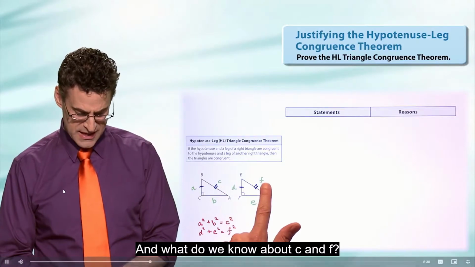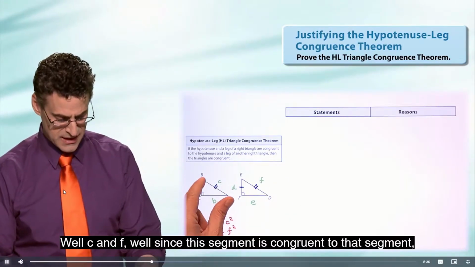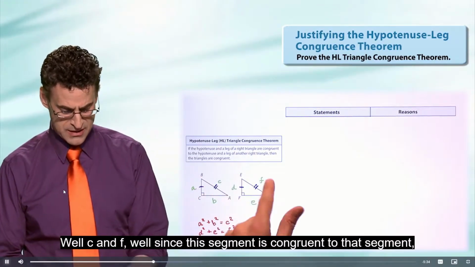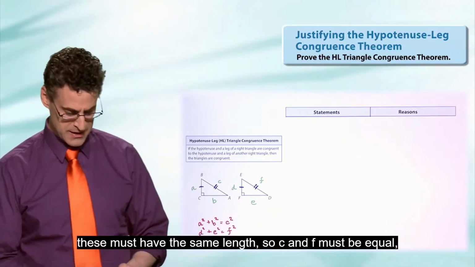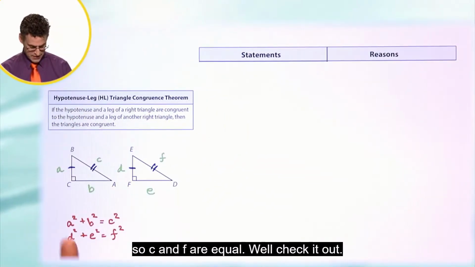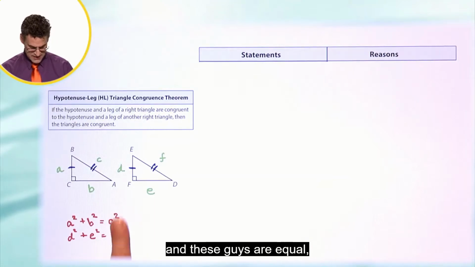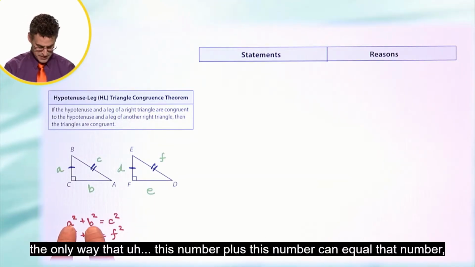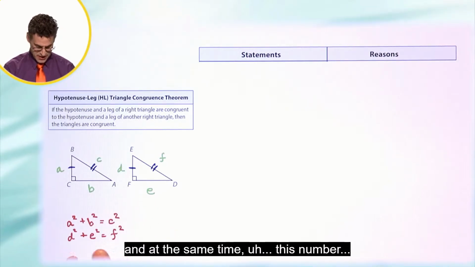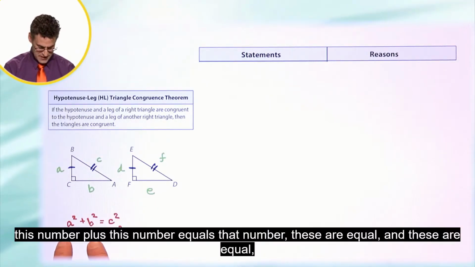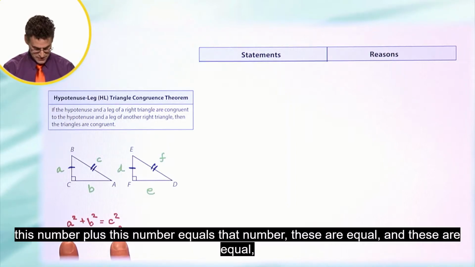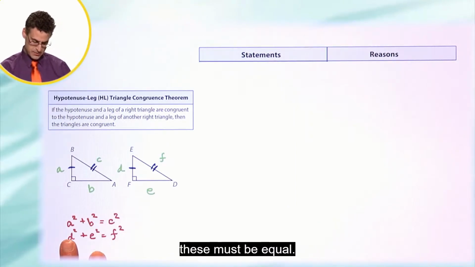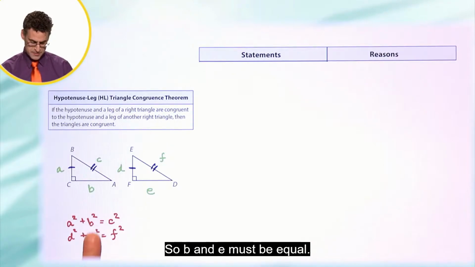And what do we know about c and f? Well, since this segment is congruent to that segment, these must have the same length, so c and f must be equal. Well, check it out. If these are equal and these are equal, the only way that this number plus this number could equal that number, and at the same time this number plus this number equals that number, is if these are equal. So b and e must be equal.